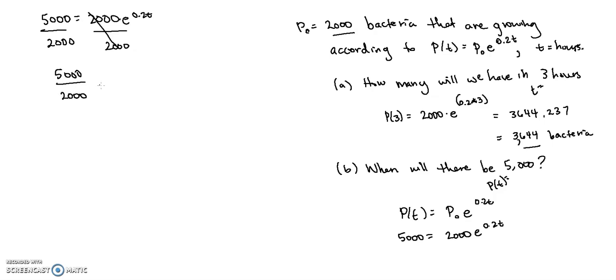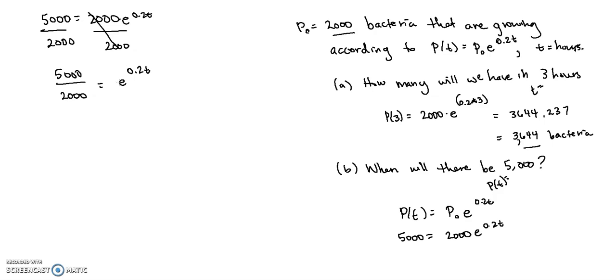Now 5,000 over 2,000, you can reduce it, you can change it to a decimal, or you can leave it alone because it's going to go in the calculator, so there's really no point in messing with it. You just kind of open yourself up for errors that way. We can just go ahead and leave that alone. So we've got a number equal to e to the 0.2t.